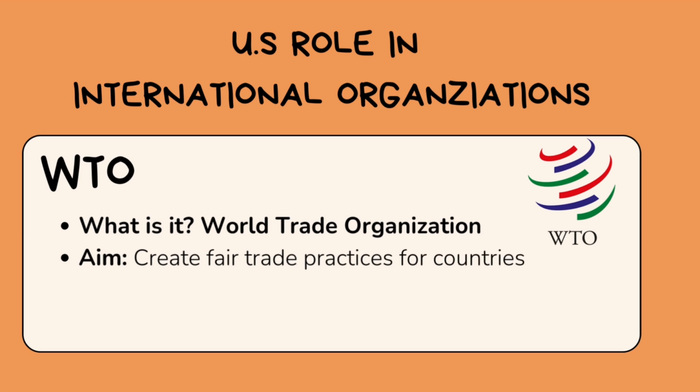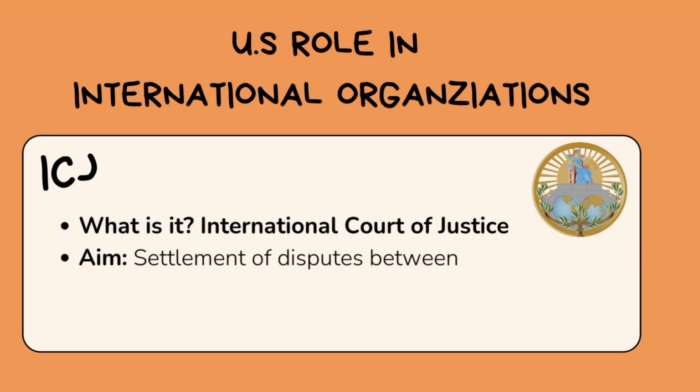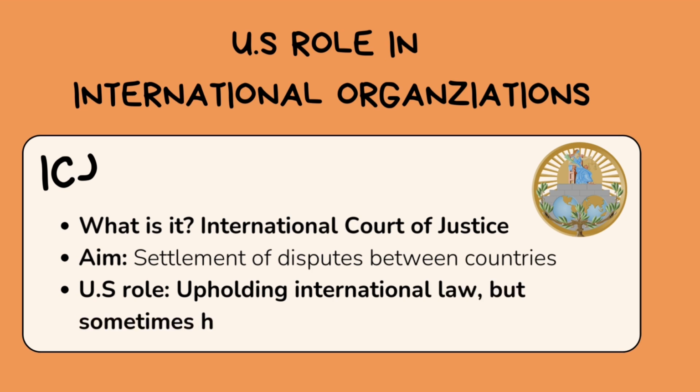The third is the WTO, the World Trade Organization. This organization aims at creating fair trade practices for countries to exchange goods with each other. The United States' role in the WTO is promoting open markets and creating fairer rules. Another big organization the United States is a part of is the International Court of Justice, also known as the ICJ. The ICJ is part of the United Nations with the goal of settling disputes between countries. The United States' responsibility is aiming at upholding international law, though sometimes they have disputes with the International Court of Justice.